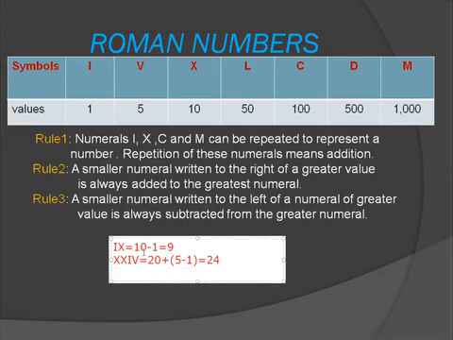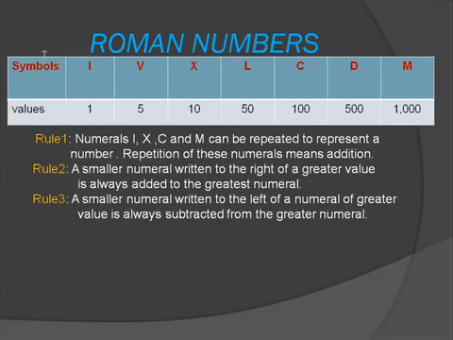One more example you can see: 40. How will you write it? Now you can see here L is the bigger number, which means 50, and X value is 10. 50 minus 10, how much will you get? 50 minus 10 is 40. So if you want to write 40, we will write XL. So in this way we will write the Roman numbers.